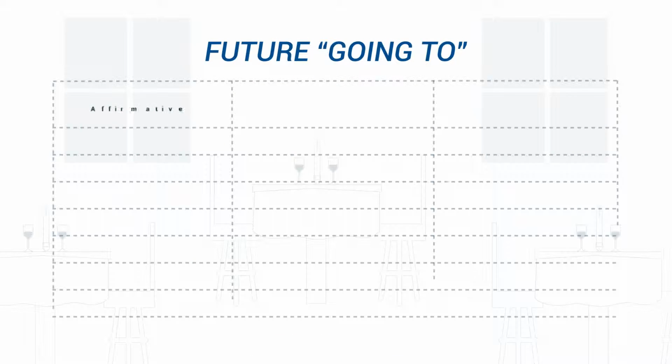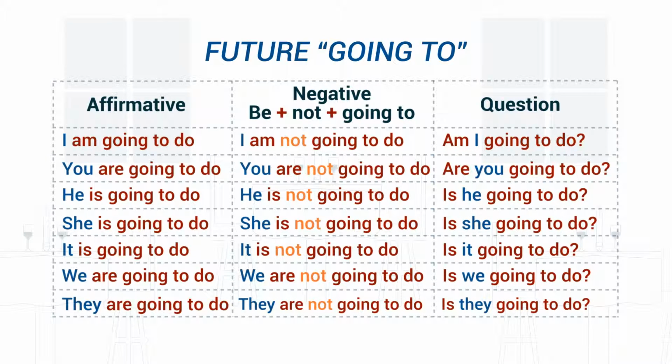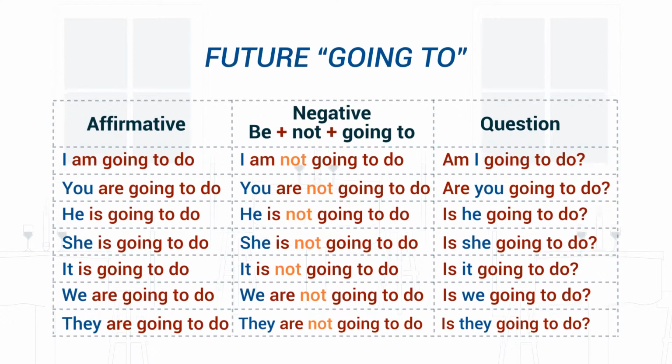Affirmative with going to, subject plus verb to be plus going to plus verb in the base form plus complement. Negative with going to, subject plus the verb to be plus not plus going to plus verb in the base form plus complement. Question with going to, the verb to be plus subject plus going to plus the verb in the base form plus complement.